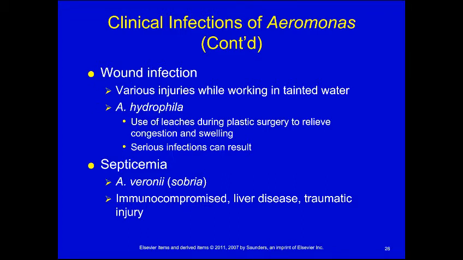So, wound infection, various injury while working in tainted water. Most common is your Aeromonas hydrophila, which causes wound infection. Use of leeches during plastic surgery to relieve congestion and swelling. That is one of the most common cause, usually in Japan. And serious infection can result. Now, septicemia is secondary to infection from a veronii or before sobria. Sorry, a sobria. This can cause septicemia in immune-compromised patient with liver disease, and when there is traumatic injury.